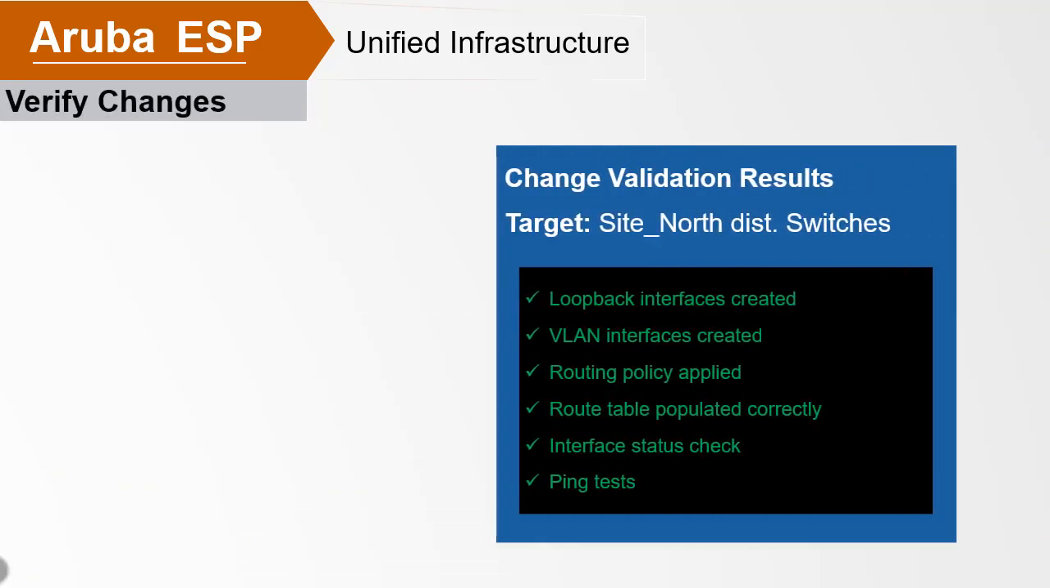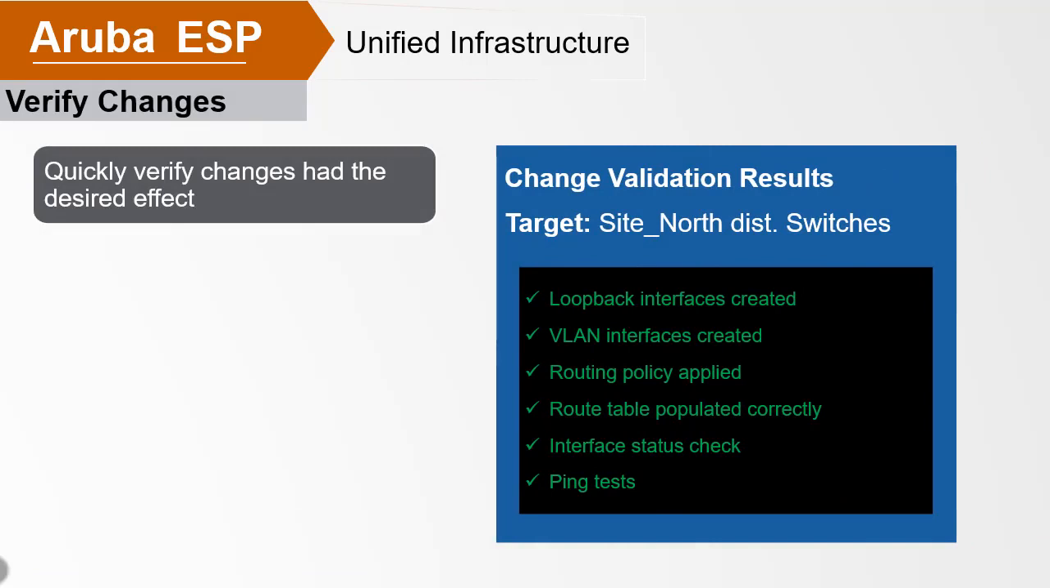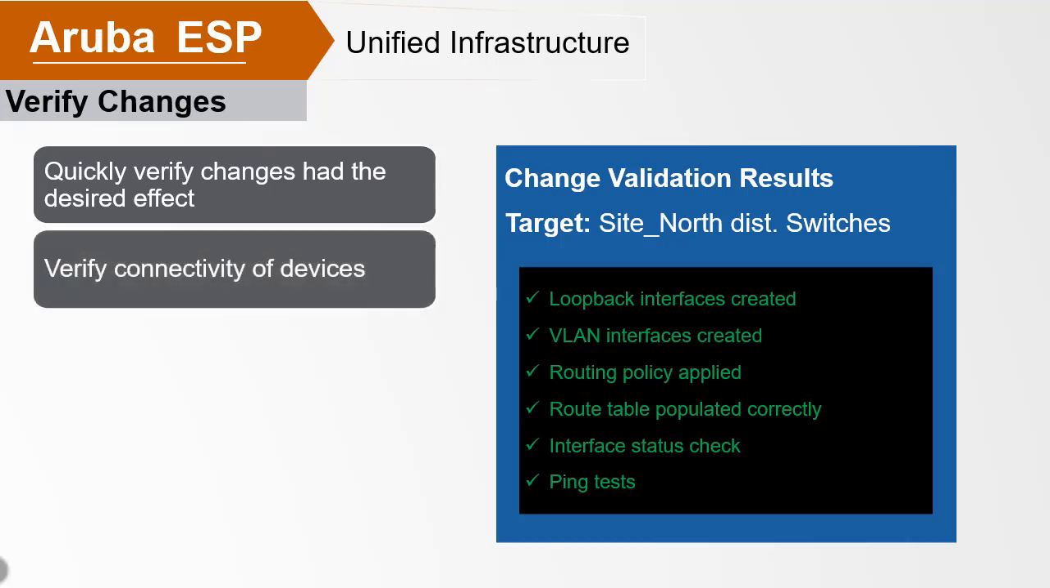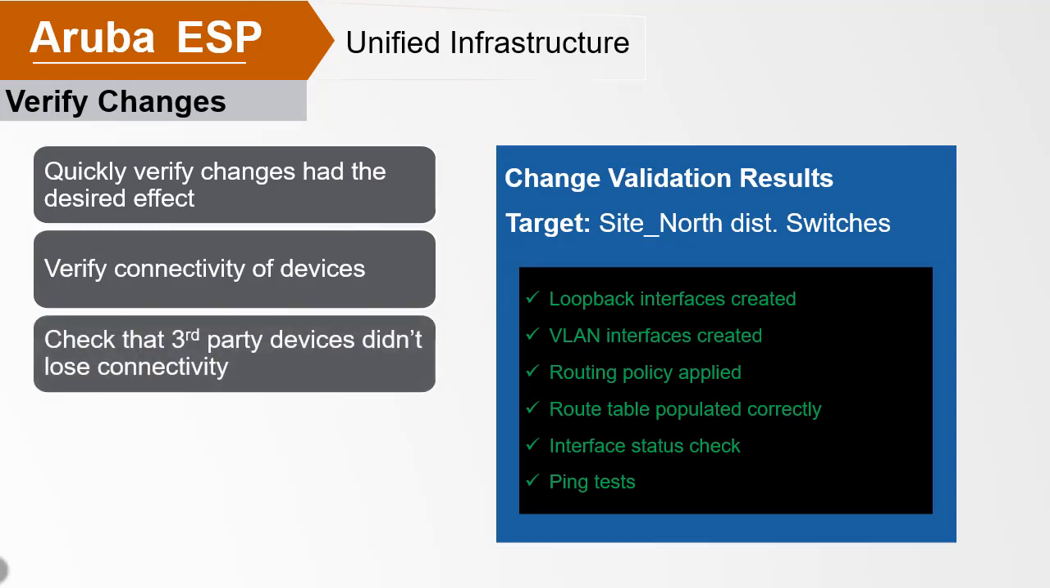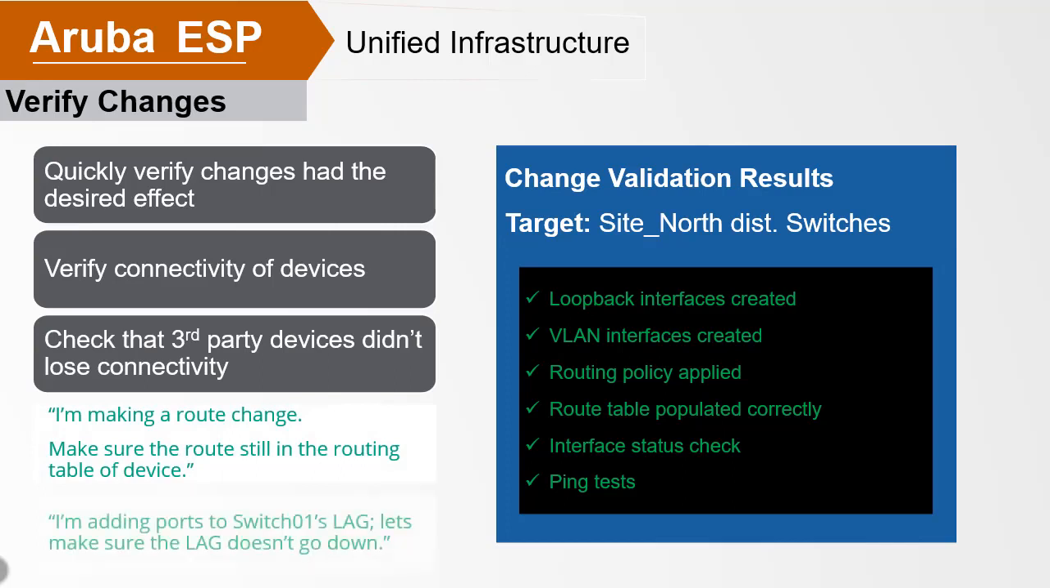You can use change validation to determine whether a deployed configuration change produced desired results. The system automatically collects network state information before and after change deployment and gives you a side-by-side difference report. Now, these types of features all let you verify device connectivity and that all third-party devices didn't lose connectivity due to, say, making a routing change or adding ports to the switch's link aggregation group, or LAG.